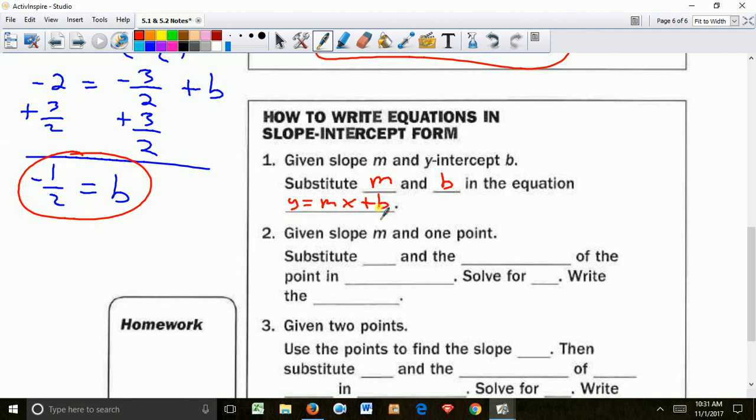Or I should say, for number 2, if you're given the slope m and one point, here you do have to solve for the y-intercept, so substitute m and the coordinates of the point in y equals mx plus b. Here we solve for b, and then write the equation in slope-intercept form.